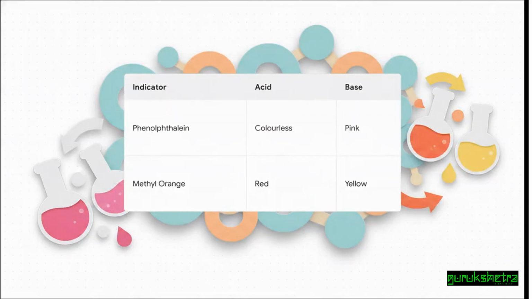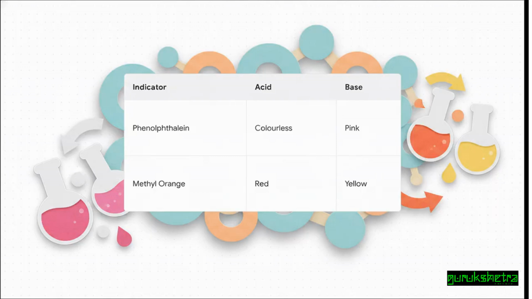Let me carefully highlight these crucial exam data points for you right here. We have 2 main synthetic indicators you absolutely need to memorize, and you're going to use these constantly in high school, especially during titration experiments where precision is everything. First up is phenolphthalein. In an acid, it remains totally colorless, looking just like water. But drop it into a base, and it undergoes this dramatic, instantly recognizable shift, turning a bright, vibrant pink.